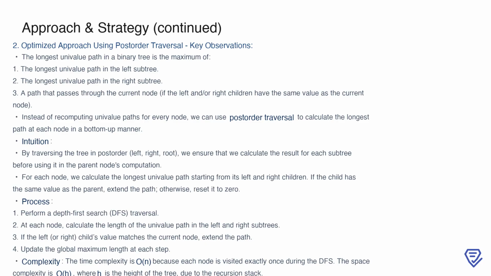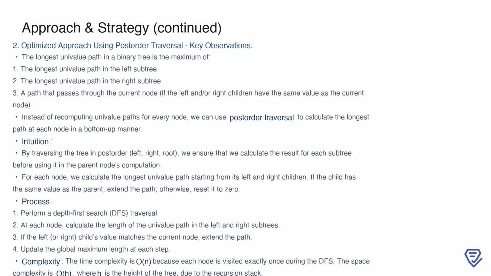Now, to address the inefficiency of the brute force approach, we turn to an optimized solution using post-order traversal. The key observation here is that the longest univalue path in a binary tree can be determined by taking the maximum of 3 components: the longest univalue path in the left subtree, the longest univalue path in the right subtree, and a path that passes through the current node, provided its children have the same value as the node.